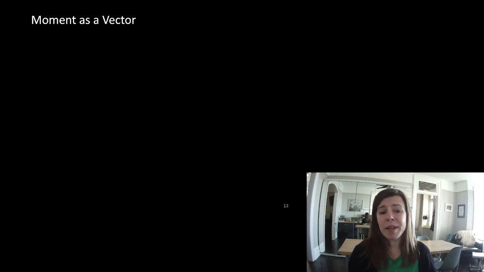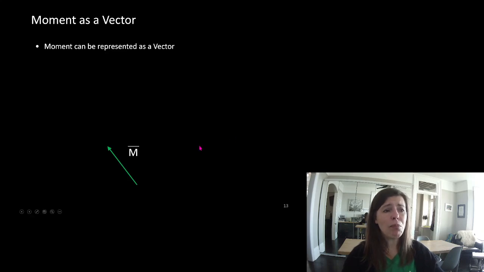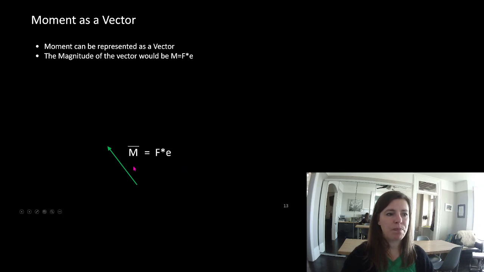Okay, moment, like force, is a vector, but it's an awkward one to draw. We don't like drawing it very often, so we have some tricks that we do. So moment can be represented as a vector. What we often do to differentiate moment as an arrow is we'll put two arrowheads on it. It's just kind of a lazy way of saying we're talking about moment.